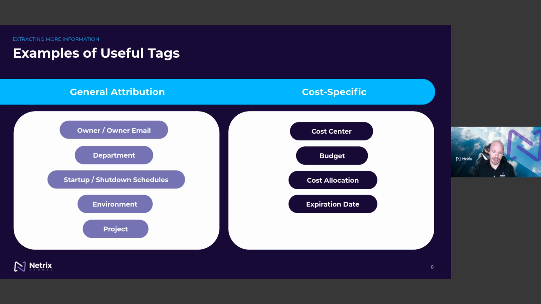On the cost specific side, we do also recommend various tags. So number one, cost center. If you as an organization do have established cost centers, why not add them to a resource? It makes it very easy to do that attribution and becomes very important once again as you go and try to surface those costs and make them known to the rest of the organization.